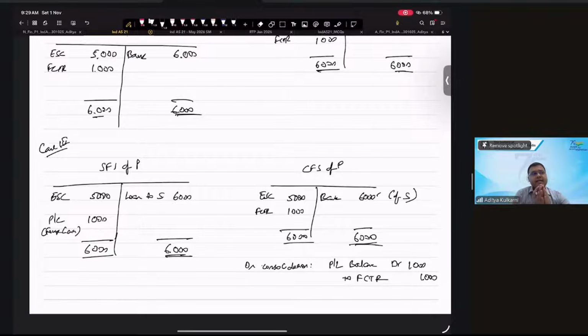You will be treating it as a monetary item. You will take it to the P&L in your standalone financial statements because this is a loan that is given. You follow the transaction in the standalone financial statements. But when you consolidate, the group is not going to collect this, and therefore you show it straight away as an FCTR.